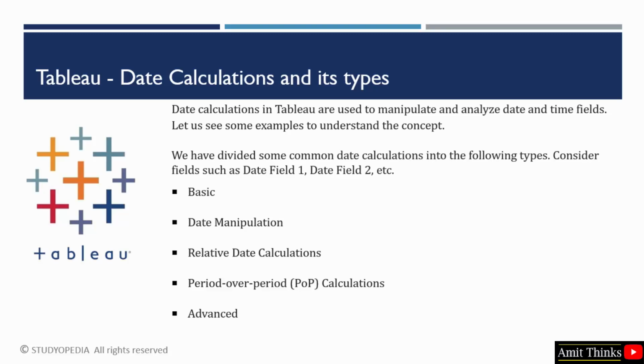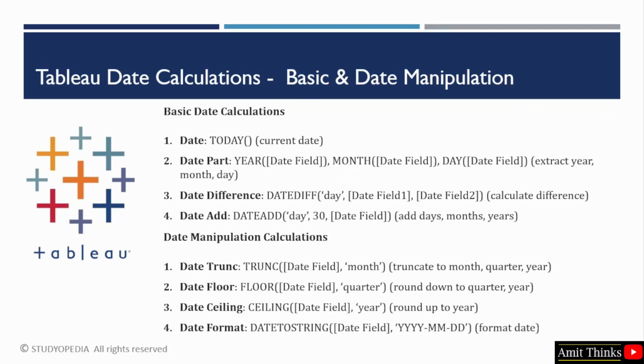So date calculations in Tableau are powerful tools for manipulating and analyzing date and time data. Here we have divided some common date calculations into basic date manipulation, relative date calculations, period over period calculations, and advanced calculations. For understanding this, we will consider the fields as date field 1, date field 2, and others. These are basically the built-in functions provided by Tableau for date manipulation.